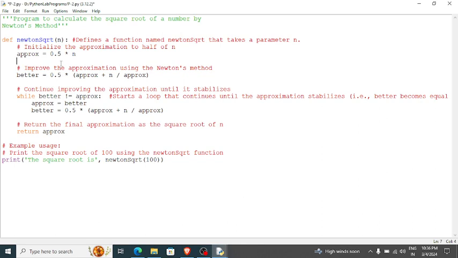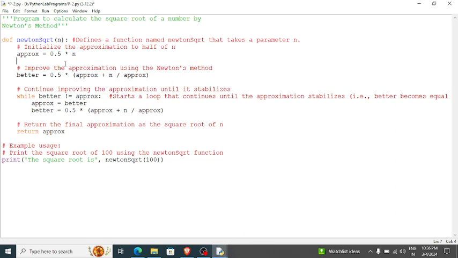First, as we studied in the last program, we need to define a function called Newton square root, and n is the number for which you have to find the square root. Basically this function defines a function named square root that takes the parameter n into account. You're giving a parameter n, which is nothing but this number 100, for which you have to find the square root.